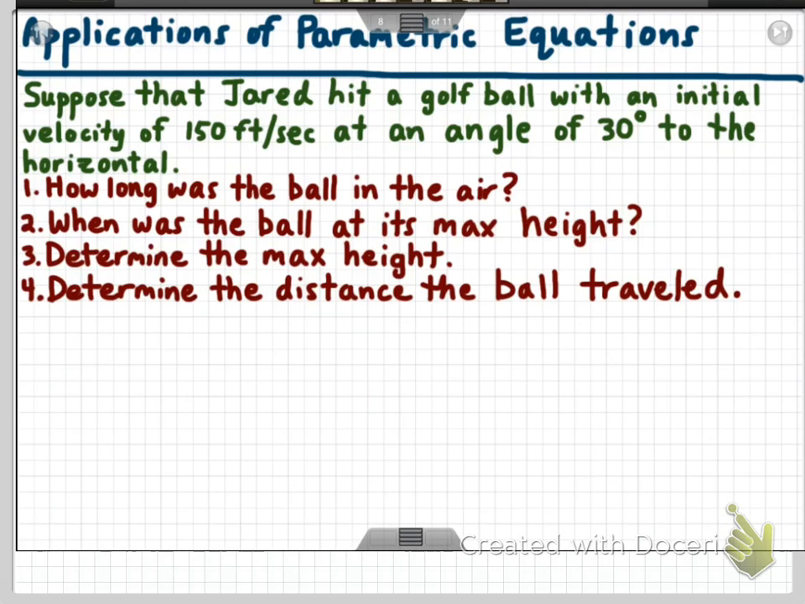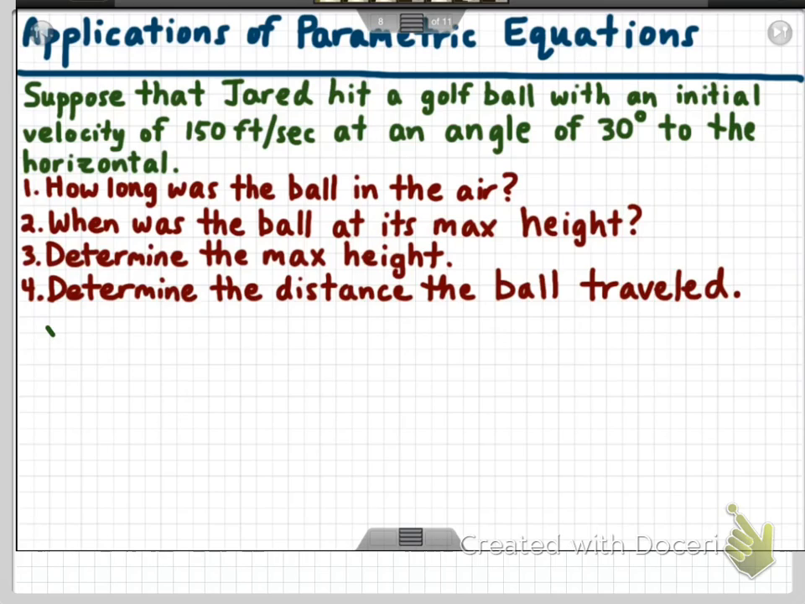Applications of parametric equations, as I just mentioned. Suppose that Jared Pierce hit a golf ball with an initial velocity of 150 feet per second at an angle of 30 degrees to the horizontal. How long was the ball in the air? And you can see the other questions here. So first, let's determine what the parametric equations are for this particular example.